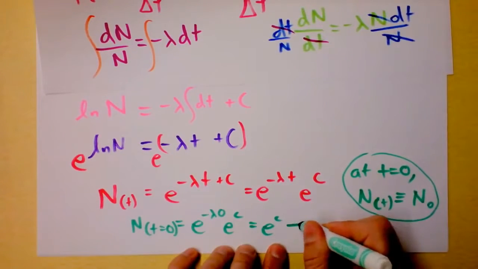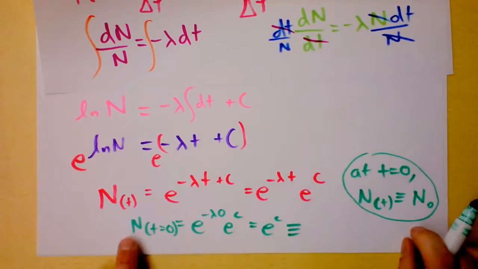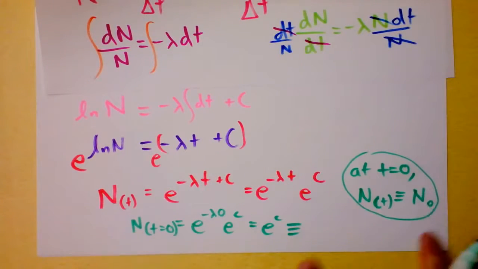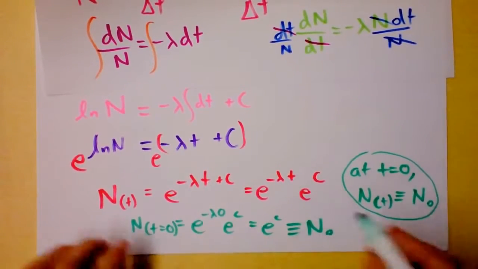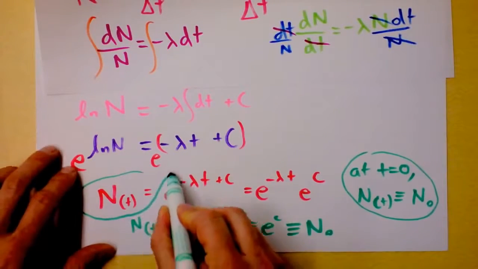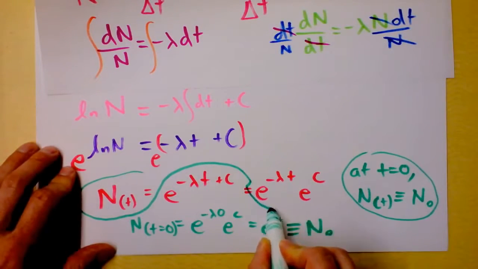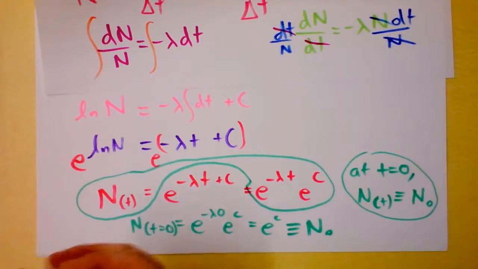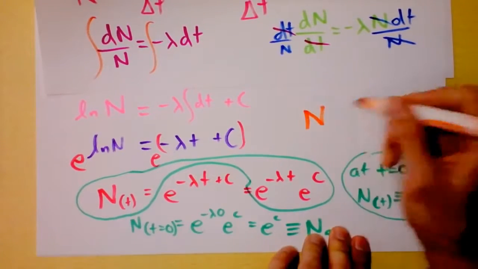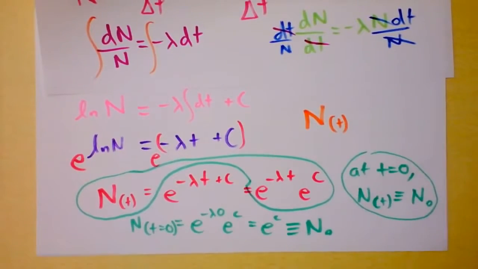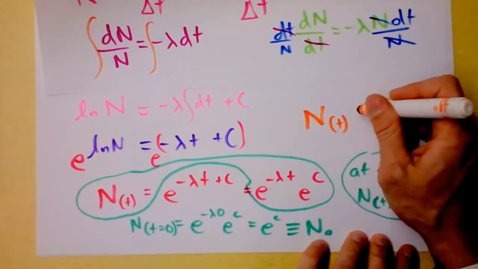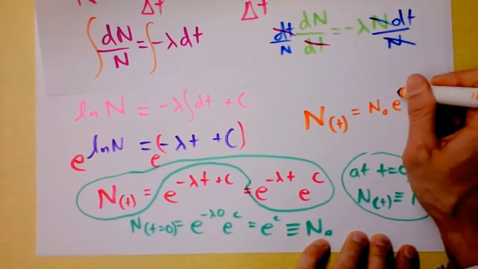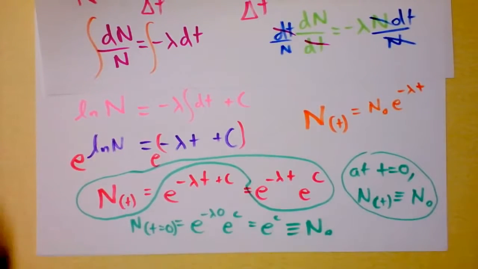So what if I define, by this definition right here, that n at t equals 0 to be n naught? And now I take this equation. Ready? I'm taking this equation right here. I'm plugging in that e to the c is n naught. And I'm going to find that I have finally proven that equation that I just threw at you earlier. The number of particles or rabbits left as a function of time is n naught times e to the minus lambda times t. That is pretty much all I have to say about that.